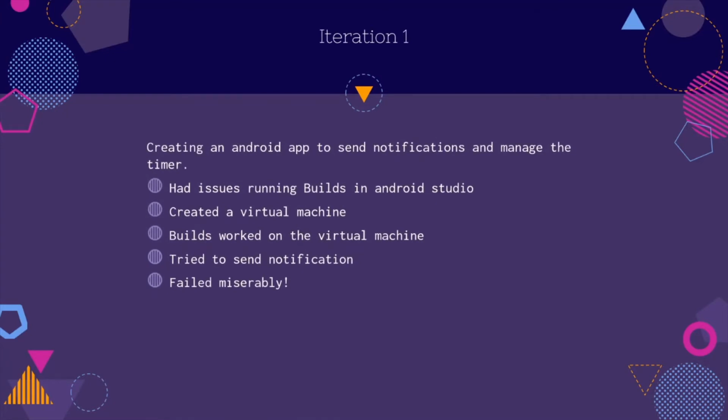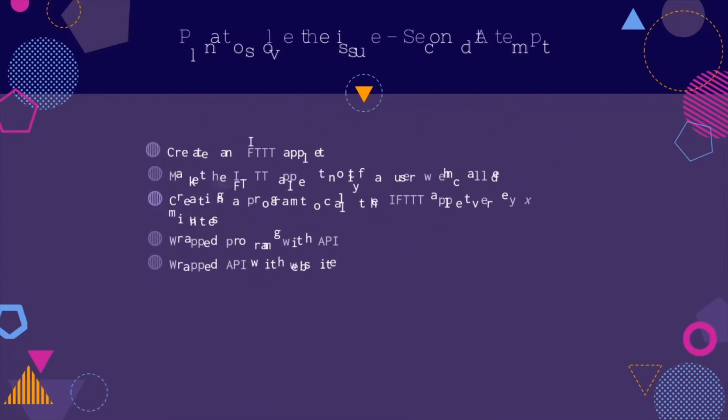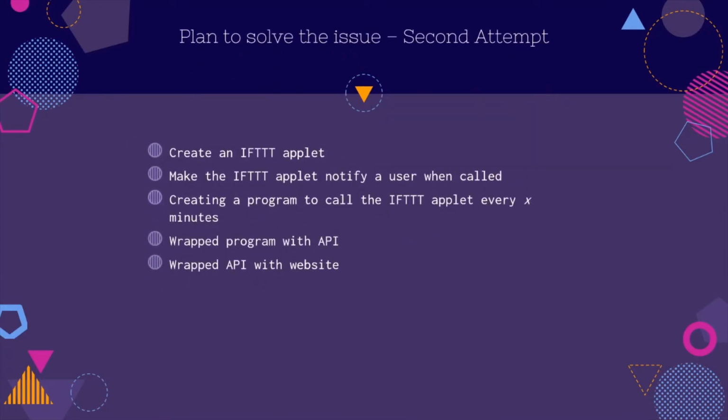So what actually happened in iteration 1 was I created an Android app in Android Studio, but it wasn't able to build, meaning I could not test it. So I created a virtual machine, and the builds worked perfectly on the virtual machine. I tried to send a notification, and due to some environmental and version-related issues with my Android device that I was trying to debug it on, I failed miserably. Since we were running out of time, I had to think of another way.